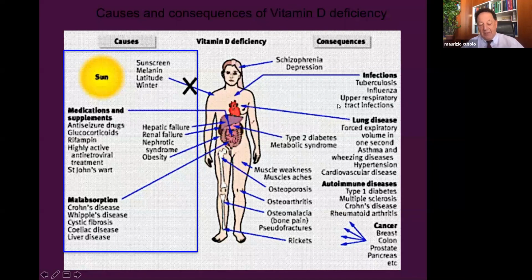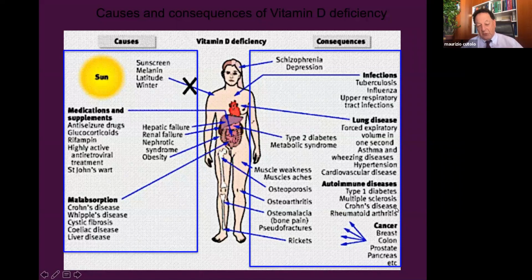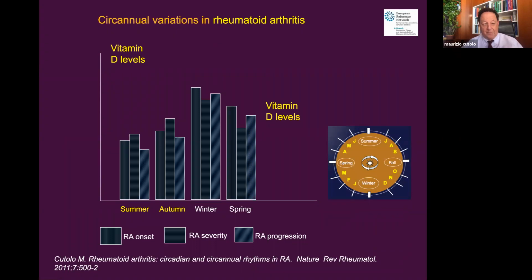Consequences, even depression, because sun helps also the synthesis of cortisol. And autoimmune diseases like type 2 diabetes, or type 1, of course, but also many autoimmune diseases, including type 1 diabetes, multiple sclerosis, Crohn's, rheumatoid arthritis, and even, unfortunately, cancer. But we don't discuss in this meeting about the role of vitamin D in cancer.